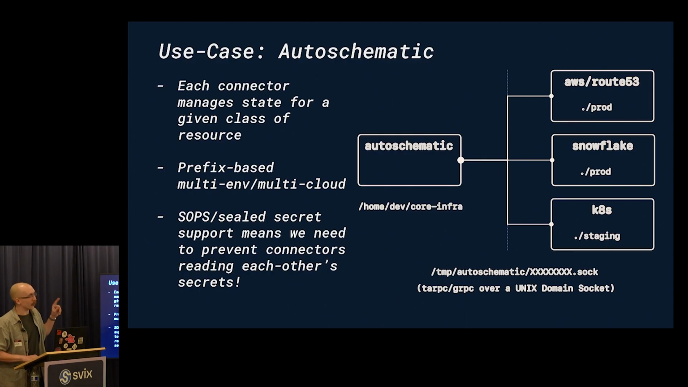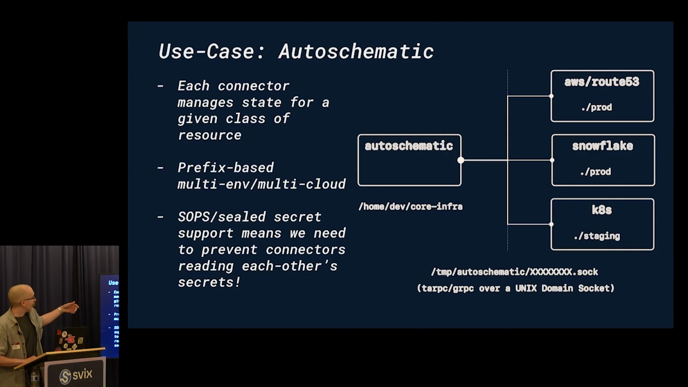That's why I support both: tarpc is just great for iterating really fast, and gRPC is in case you ever want to run JavaScript connectors or something silly like that. So we have this scheme where we have a parent process, which is Autoschematic, and then we have these child processes, which are connectors or providers.